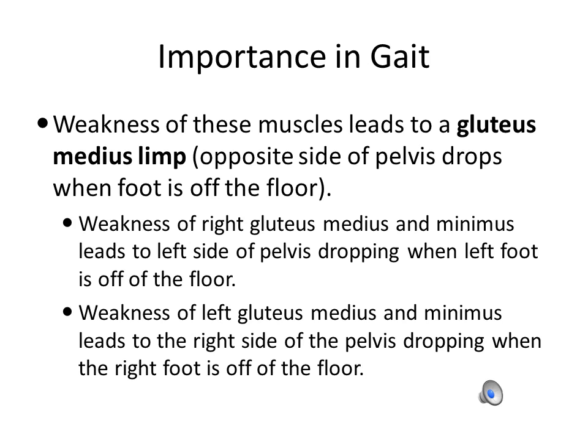Weakness of the gluteus minimus and gluteus medius will cause a gait deviation called the gluteus medius limp. This is where the opposite side of the pelvis drops when the foot is off the floor. So, for example, if there's weakness of the right gluteus medius and minimus, this will lead to the left side of the pelvis dropping when the left foot is off the floor. When there's weakness of the left gluteus medius and minimus, this leads to the right side of the pelvis dropping when the right foot is off the floor.